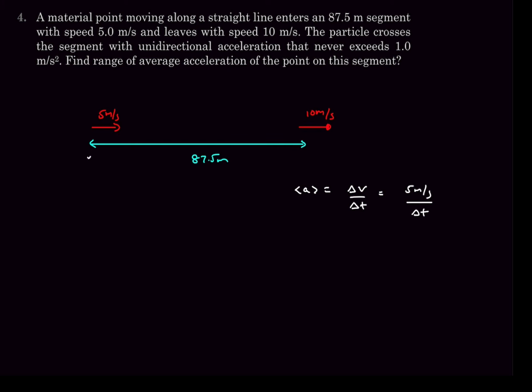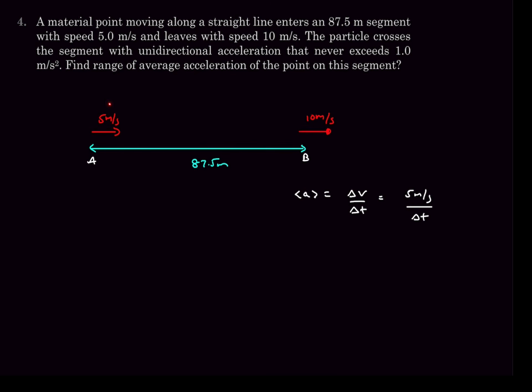So let's name these 2 points as A and B. We have to think of the situations in which the particle covers the distance AB the fastest and the slowest. When it covers the distance AB the fastest possible way, its average acceleration is going to be maximum. So corresponding to the T minimum case, the average acceleration is going to be maximum, and corresponding to the T maximum case, the average acceleration is going to be minimum.